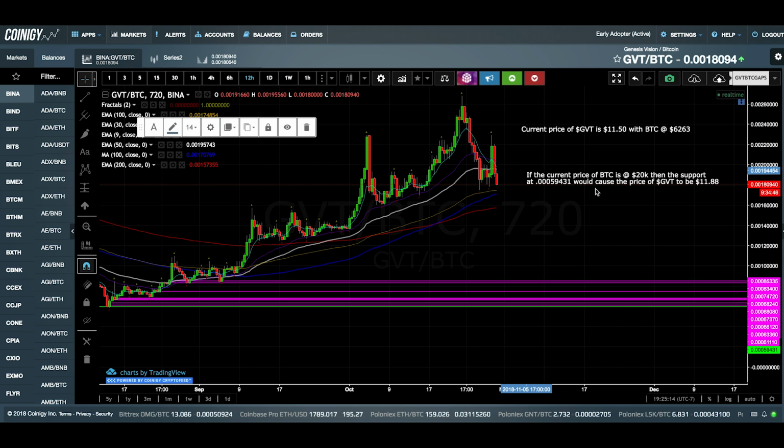If you guys can break out your calculators on your phones or your external calculators, and you were to type in 0.000180940 times 6263, which is the current price of Bitcoin, it will give you a price of approximately $11.50. Now, if you take that same Satoshi rate and you times it by $20,000, you will notice how different the price is going to be in USD value.